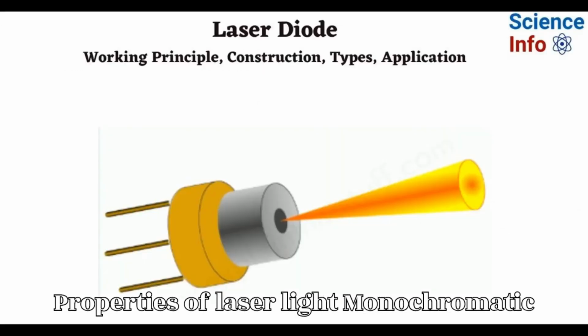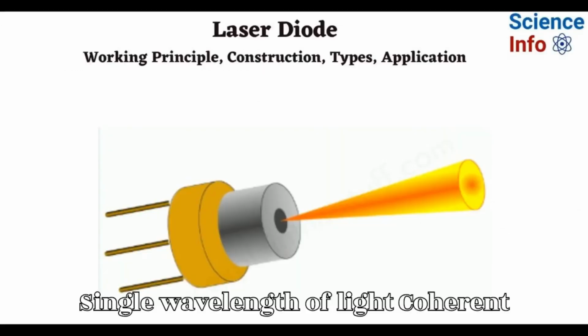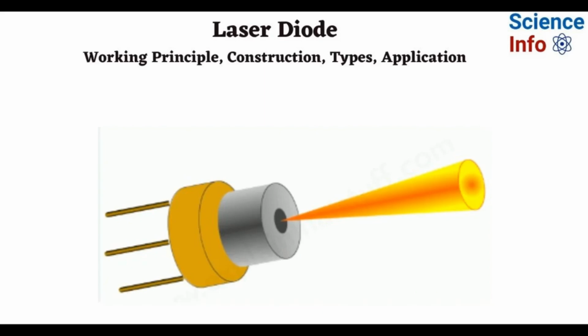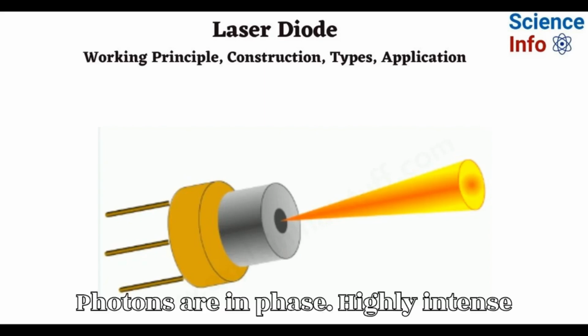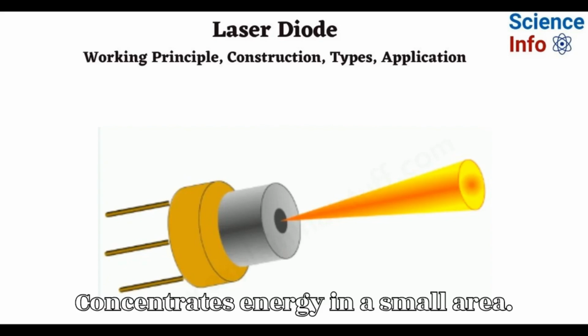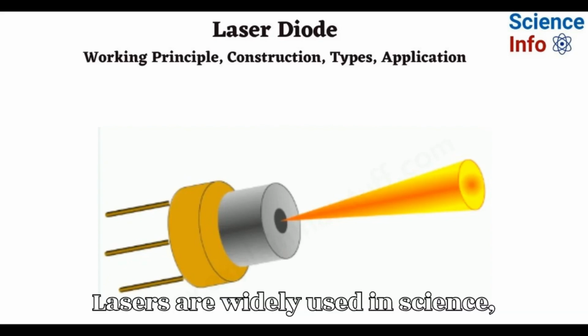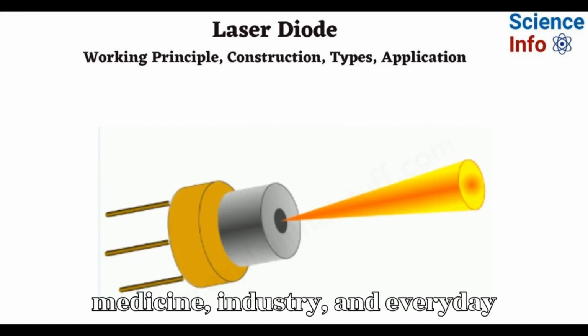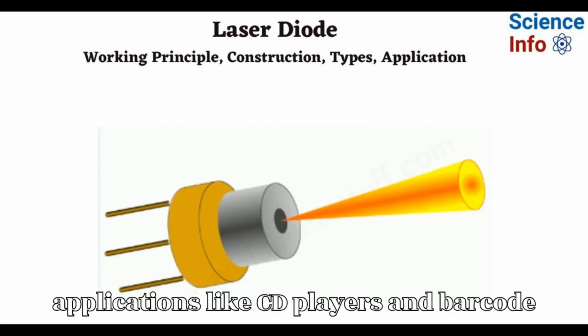5. Properties of laser light. Monochromatic. Single wavelength of light. Coherent. Photons are in phase. Highly intense. Concentrates energy in a small area. Lasers are widely used in science, medicine, industry, and everyday applications like CD players and barcode scanners.